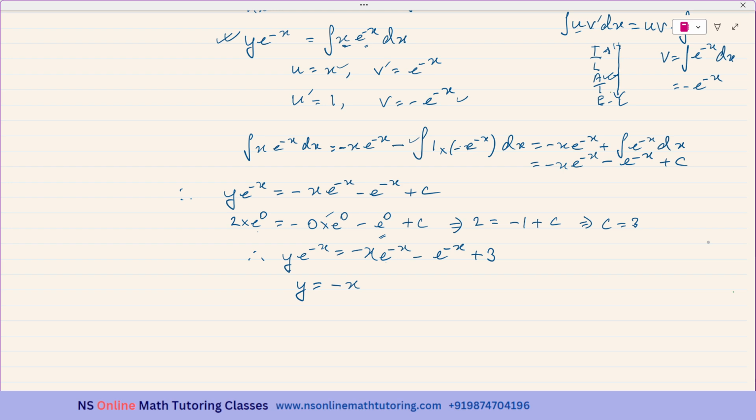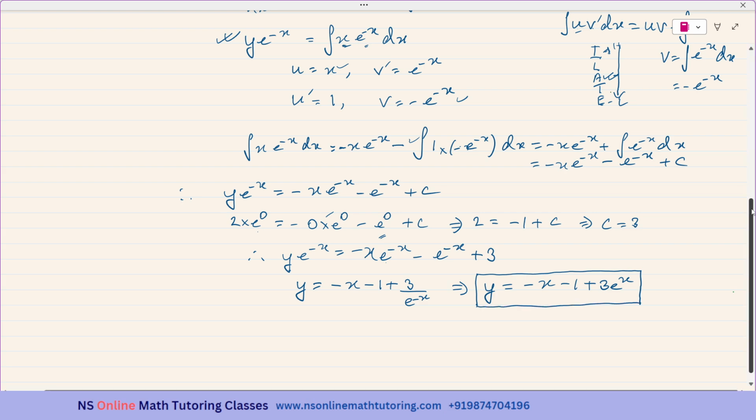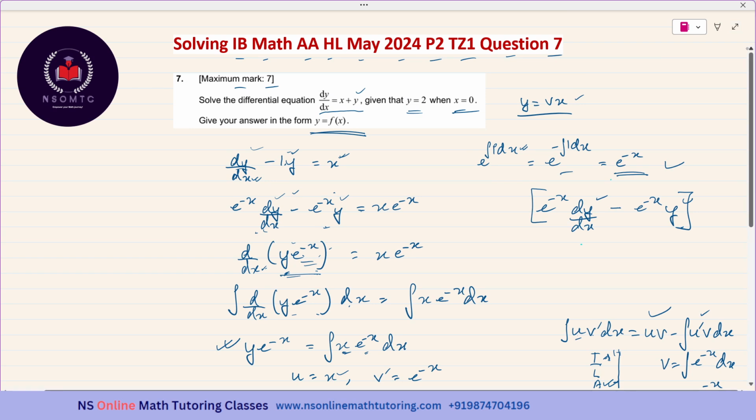Minus e to the power of negative x divided by e to the power of negative x is minus 1. And plus 3 divided by e to the power of negative x is this. So this can be written as y equal to minus x minus 1 plus 3 e to the power of x. Okay. So this will be the answer. So we have completed solving this question number 7.